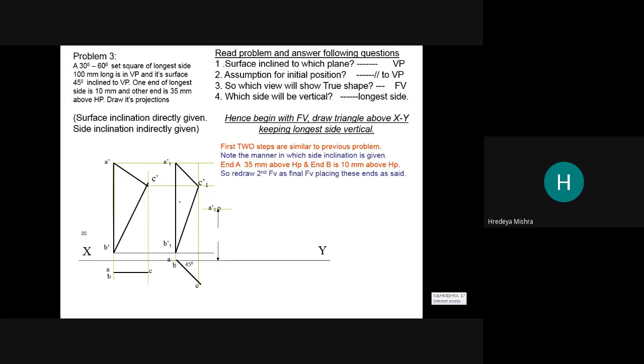And next, 10 mm. So the 10 mm means this point. This point is the B point, and next, this point is the C point. So 35 mm and 10 mm. So this must be the inclination, so we get the points like this. And now we get the solution.